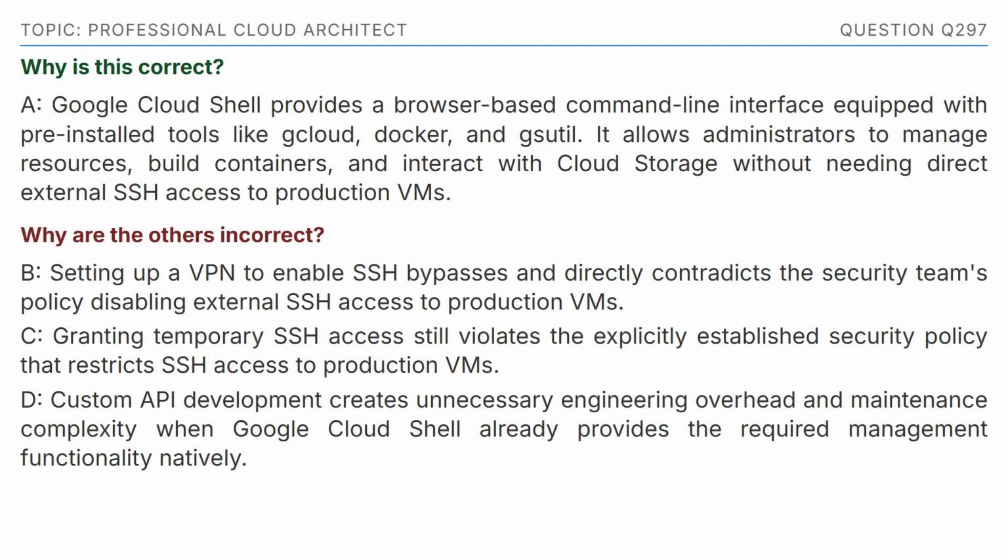Why are the others incorrect? B. Setting up a VPN to enable SSH bypasses and directly contradicts the security team's policy disabling external SSH access to production VMs. C. Granting temporary SSH access still violates the explicitly established security policy that restricts SSH access to production VMs. D. Custom API development creates unnecessary engineering overhead and maintenance complexity when Google Cloud Shell already provides the required management functionality natively.